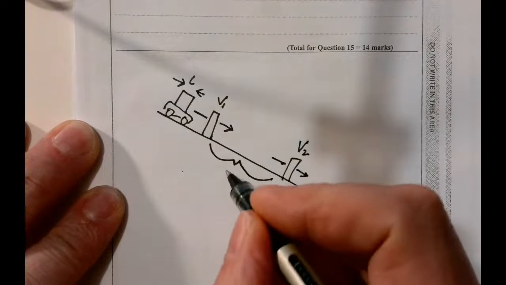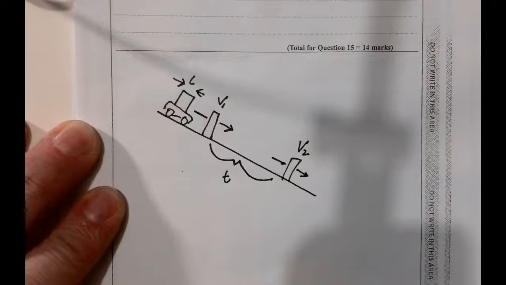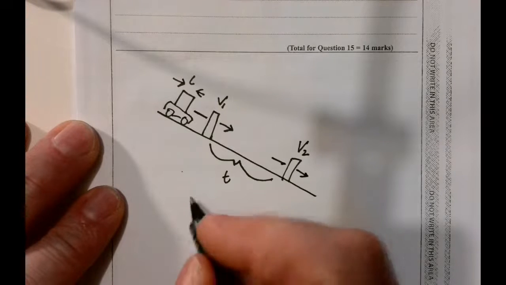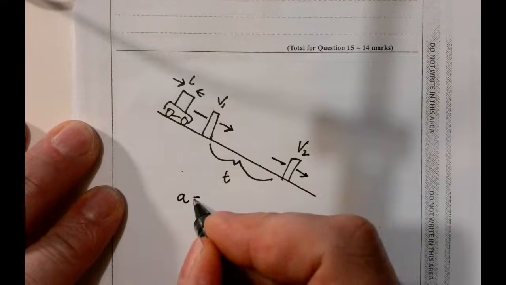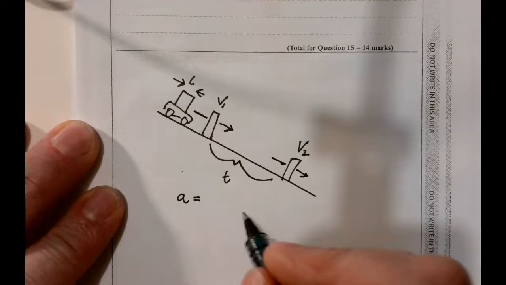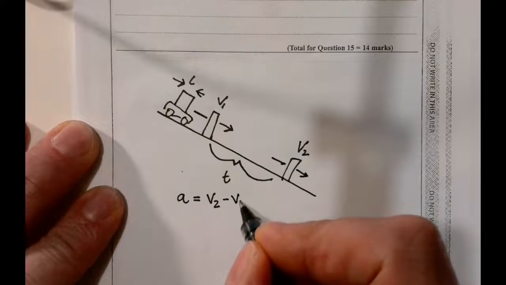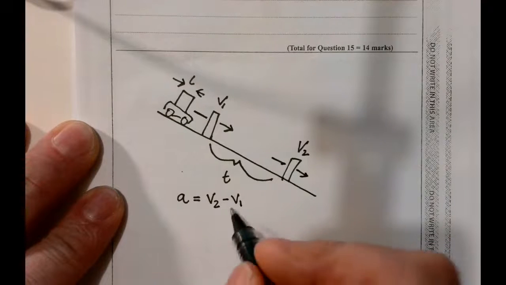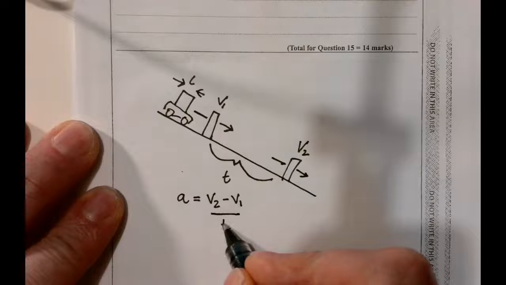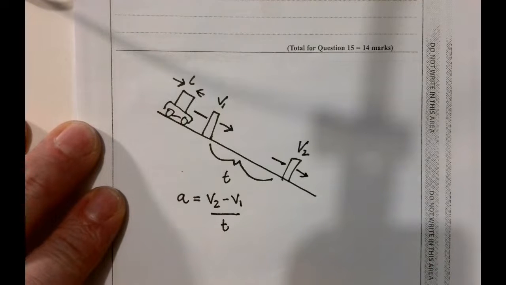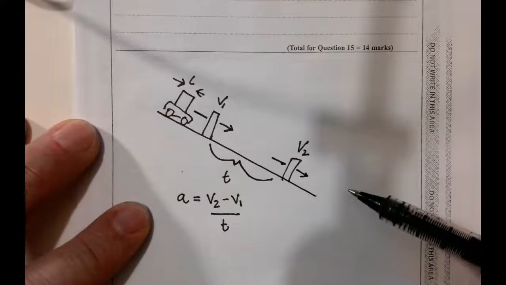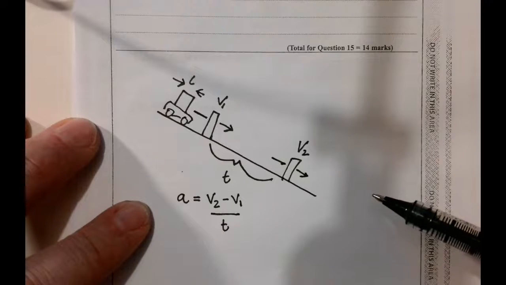If we know the time between the two light gates, we've got everything that we need to work out the acceleration. For the acceleration, we would use the equation v minus u, but let's write it like this: v2 minus v1, so that's the change in velocity, divided by the time taken. You have to describe this basically to get the 4 marks.